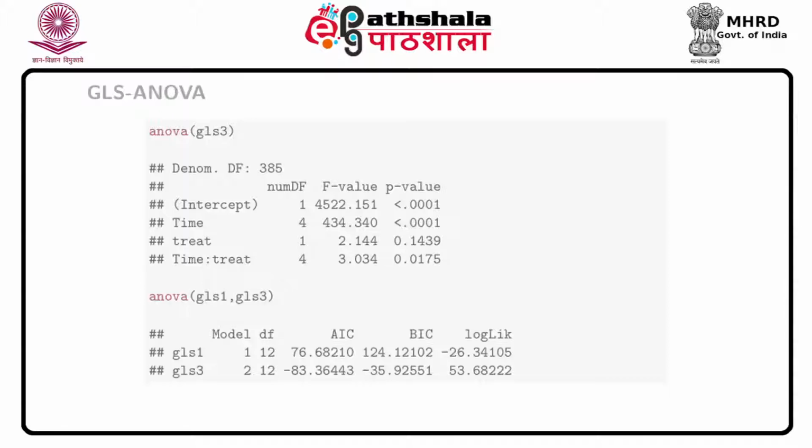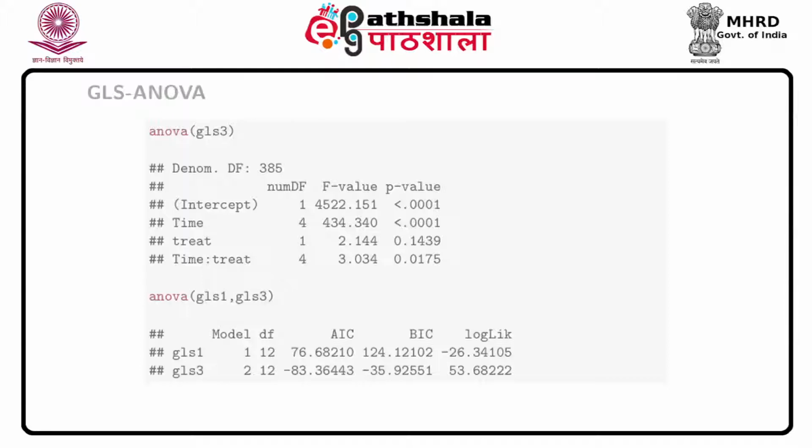So ANOVA of GLS3, the denominator degrees of freedom comes out to be 385, and we see that the p-value for time into treatment is 0.0175, which is significant. OLS didn't report it as significant, but the GLS is reporting that the interaction between time and treatment is significant.